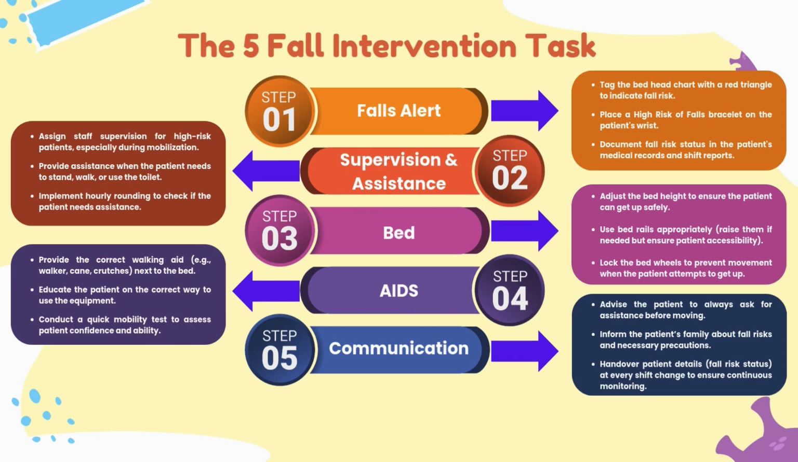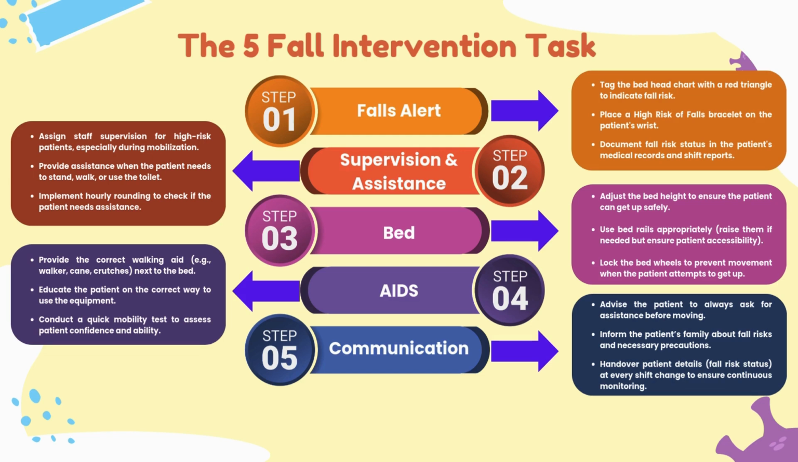First, a falls alert system helps identify high-risk patients through visual markers, like a red triangle on their bed chart, a fall risk bracelet, and proper documentation. Next, supervision and assistance ensures high-risk patients receive support when standing, walking, or using the toilet, with regular checks to meet their needs. Adjusting the bed is key. Keeping it at the right height, securing bed rails appropriately, and locking wheels prevent unintended movement and falls.